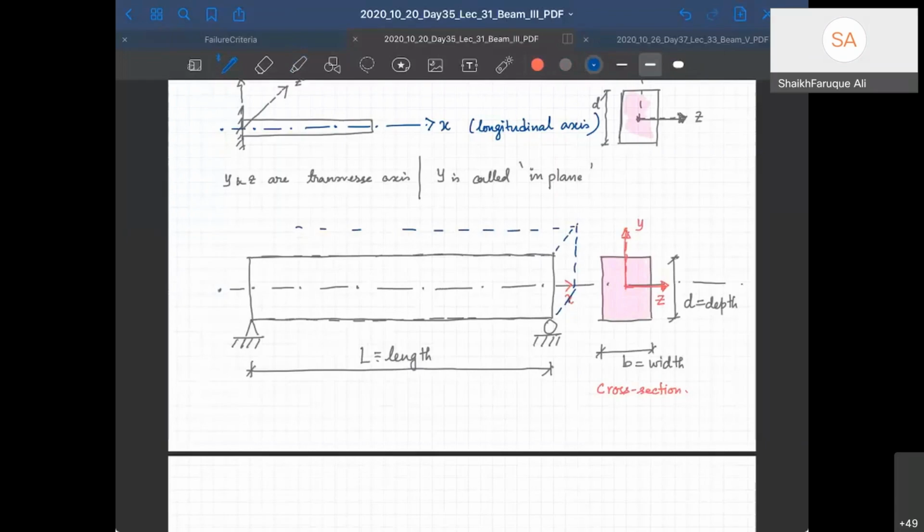So these are the dimensions and detailing of a beam. And when we say in plane, we mean that the loading will be on this line. That means along this Y line there will be loading. Deformation is along the loading, in that direction Y. It's called in plane. If the deformation is along Z direction, that means this direction, this is not in plane, this is out of plane.